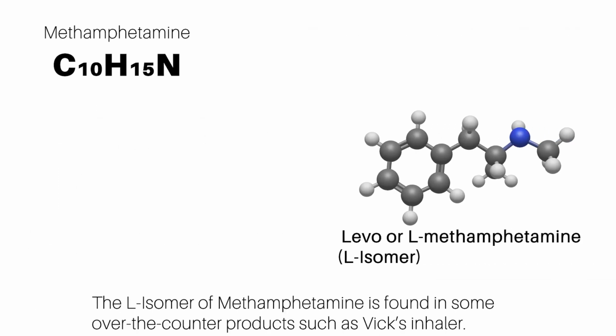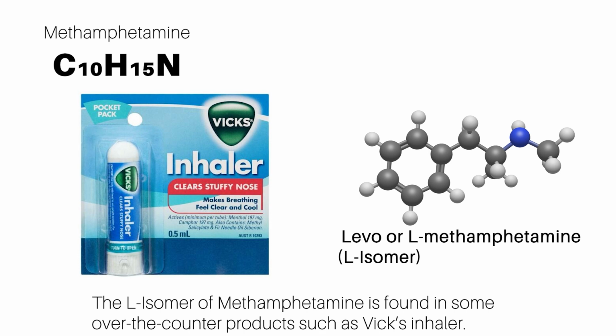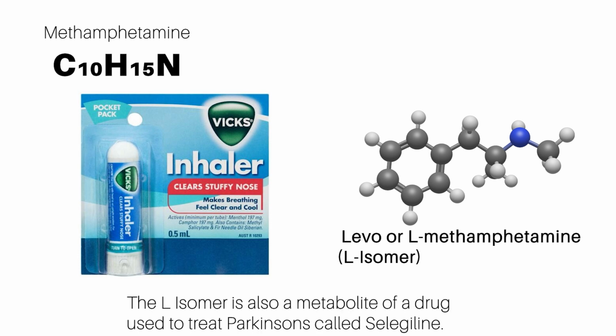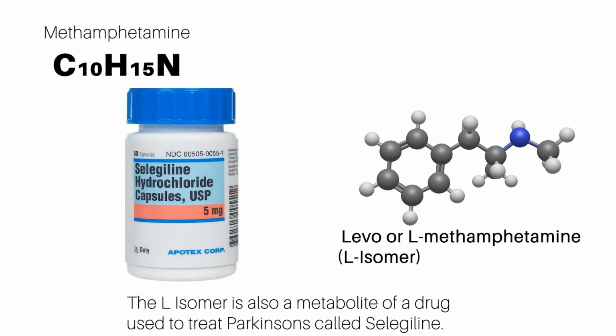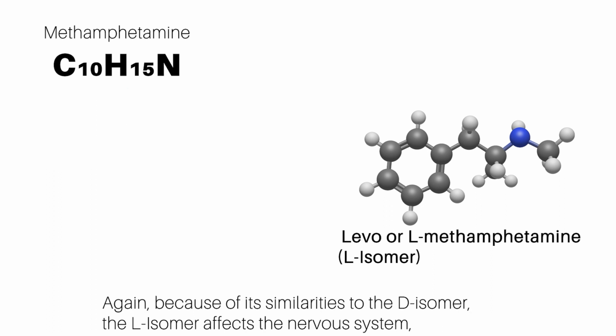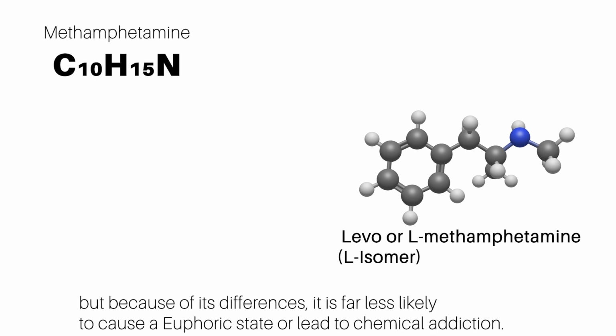The L isomer of methamphetamine is found in some over-the-counter products, such as Vicks inhaler. The L isomer is also a metabolite of a drug used to treat Parkinson's, called selegiline. Again, because of its similarities to the D isomer, the L isomer affects the nervous system, but because of its differences, it's far less likely to cause a euphoric state or lead to chemical addiction.